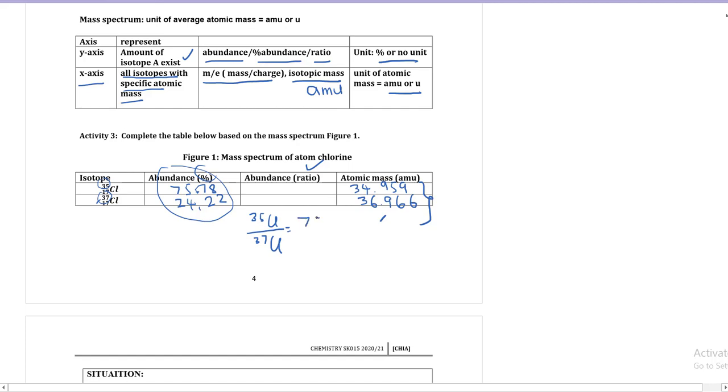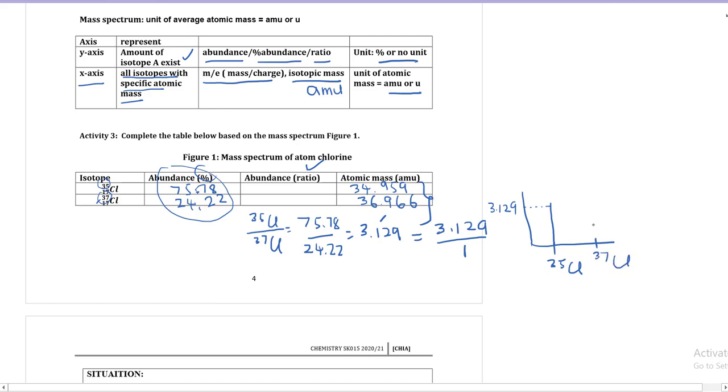You get 75.78 over 24.22, so the answer is 3.129. 3.129 over 1, as you learn in mathematics, right? That means you can draw your mass spectrum. This is 35Cl, and the ratio is 3.129, and 37Cl, the ratio is 1.0. So this is the ratio.